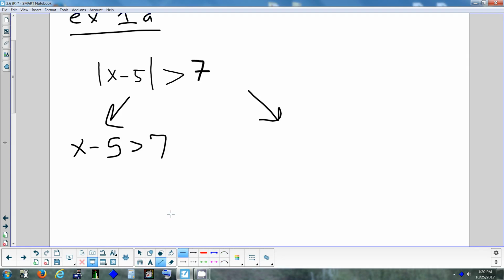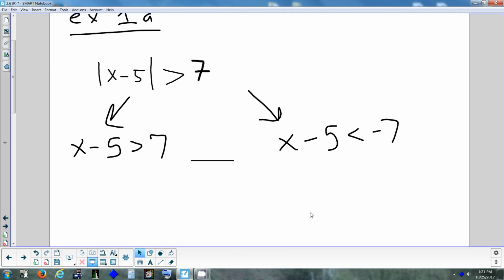Now here comes the one that's a little bit trickier. Paige, do you think you know what the second inequality is going to be? X minus 5 is less than negative 7. I think you might have set it the wrong way. It should have been a greater than, because it's the original. Alright, perfect, right? Flip the sign, make the number at the end negative.